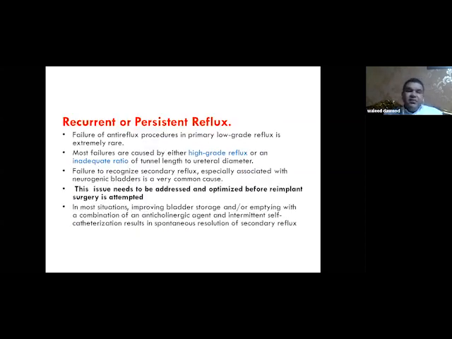Recurrent or persistent reflux. Failure of anti-reflux procedures in primary low-grade reflux is extremely rare. Most failures are caused by either high-grade reflux or an inadequate ratio of tunnel length to ureteral diameter. Failure to recognize secondary reflux, especially associated with neurogenic bladder or voiding dysfunction, is a very common cause. This issue needs to be addressed and optimized before re-implantation again. Because in most situations, improving the bladder habits, storage function, and emptying function with a combination of anticholinergics or CIC can lead to spontaneous resolution of secondary reflux and omit the need for redo surgery.